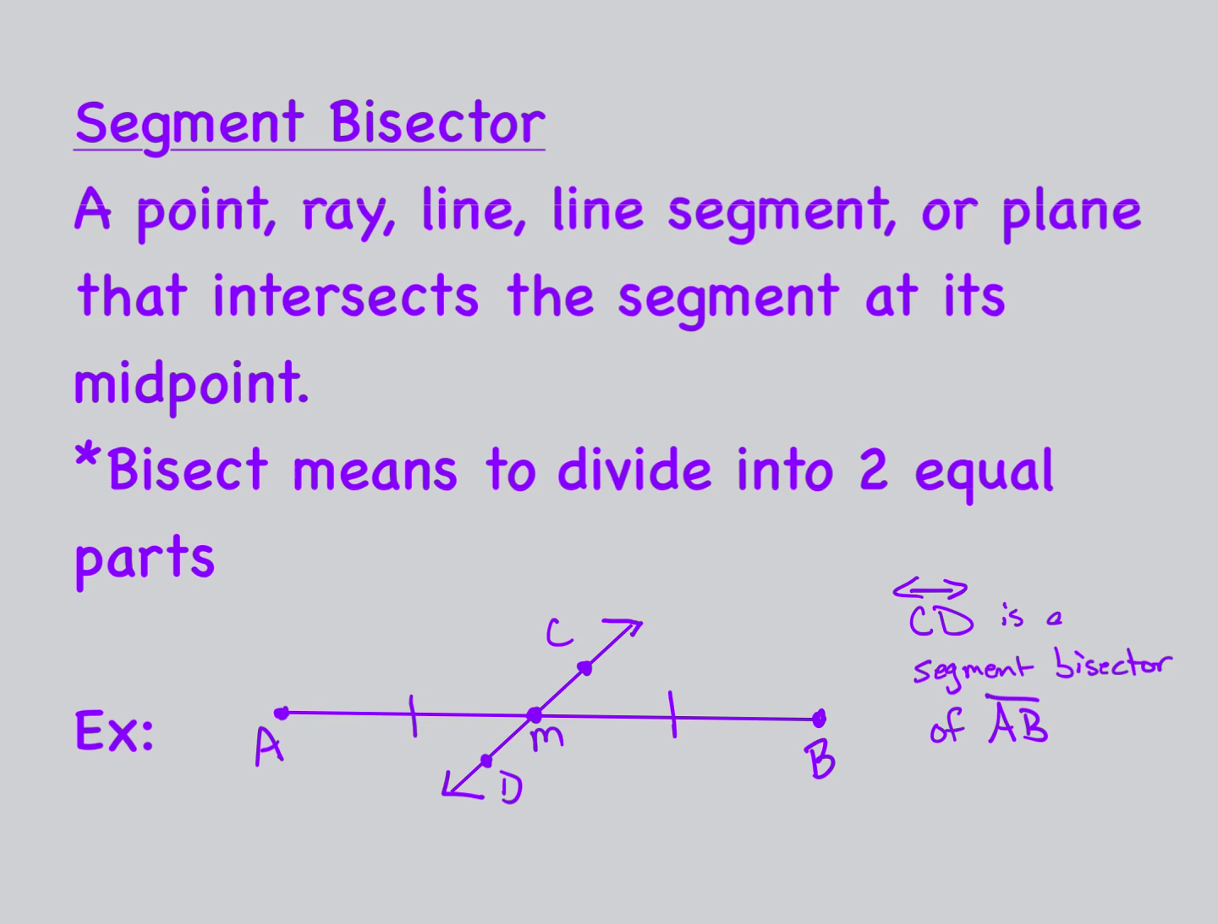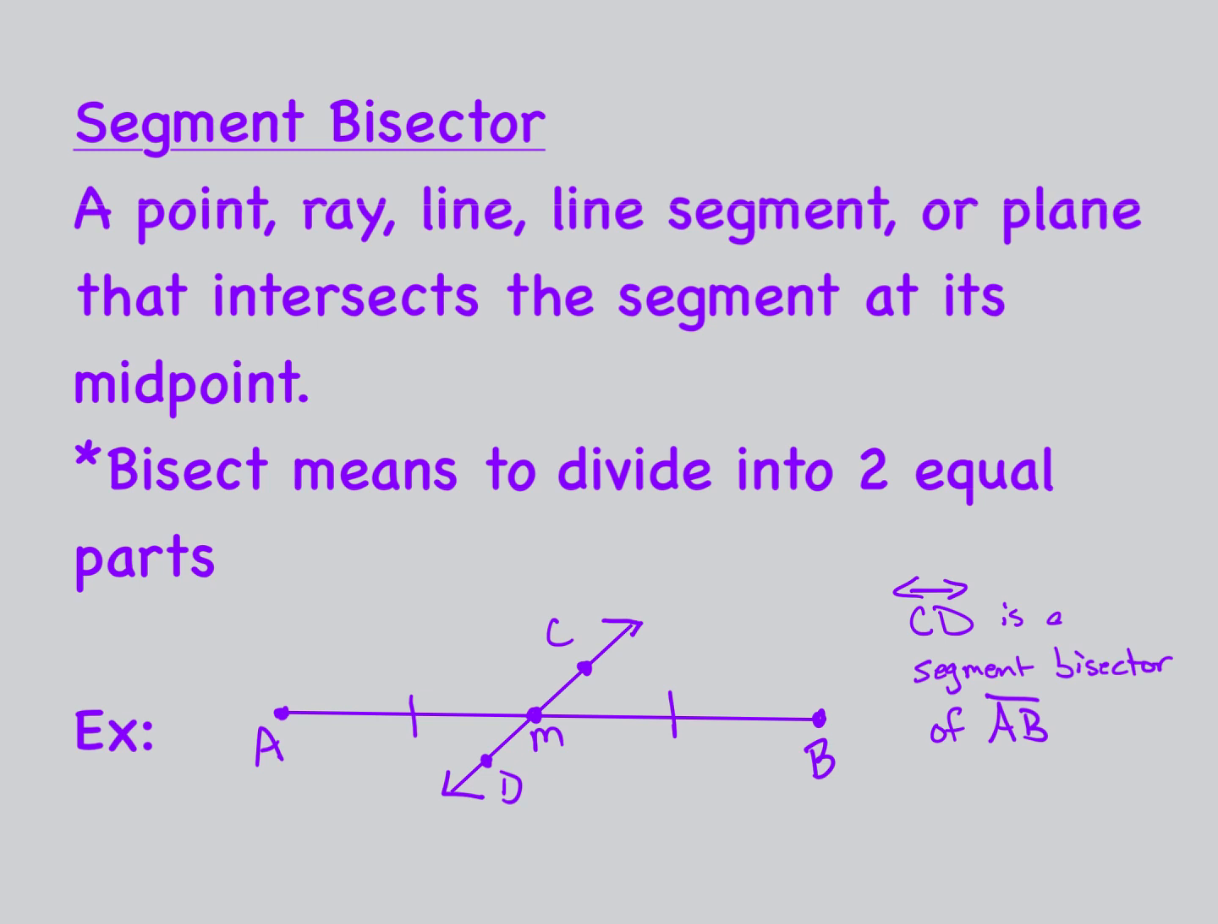The prefix bi on bisector. What does that prefix bi mean? 2. Okay? So think about bicycle. 2 wheels, right? So the prefix bi means 2. So if I have bisector, it cuts it into 2 congruent parts, 2 congruent segments. So in this case, this line right here is my segment bisector. It cuts this segment AB into 2 equal parts, this side and this side. So we call that the segment bisector. Everybody say that. The segment bisector. Segment bisector, very good.